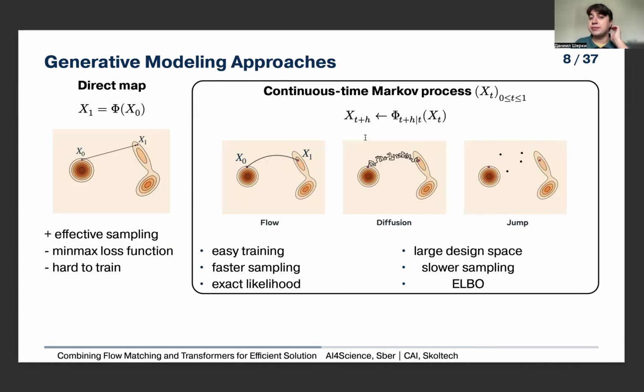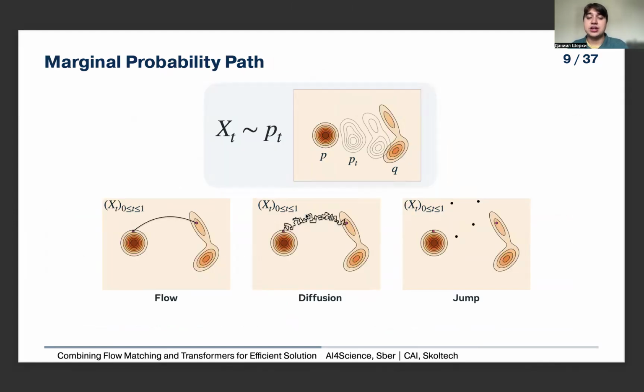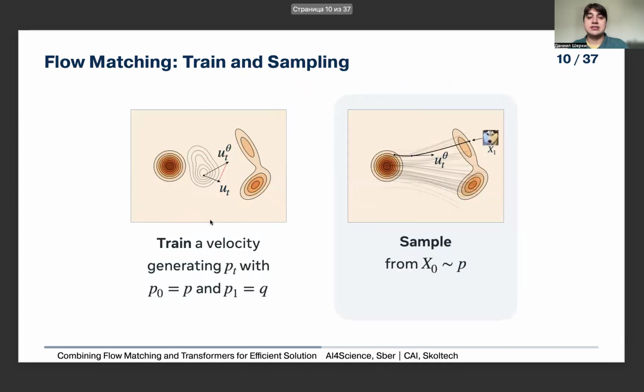There are several families of generative models. Direct maps, GANs, are hard to train but offer efficient one-step sampling. They do not learn the distribution explicitly, they learn an approximate distribution. But continuous-time models include diffusion models and flow matching. Flow matching is easier to train and learns the exact likelihood directly. The figures show trajectories from the base to the target distributions. Diffusion models follow stochastic paths, whereas flow matching produces smooth deterministic trajectories.